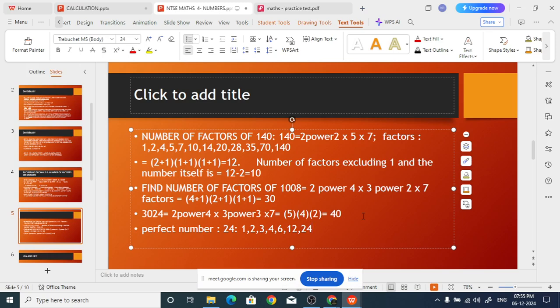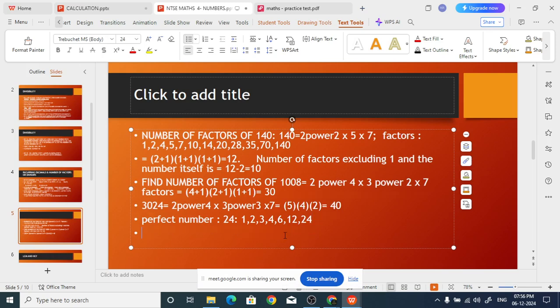Where did we make a mistake? Did we make any mistake? No. 2 plus 3 is 5, 5 plus 4 is 9, 9 plus 6 is 15, 27. So if you add all these numbers and that is equal to 24, then we call that number a perfect number. In this case, it is not a perfect number.